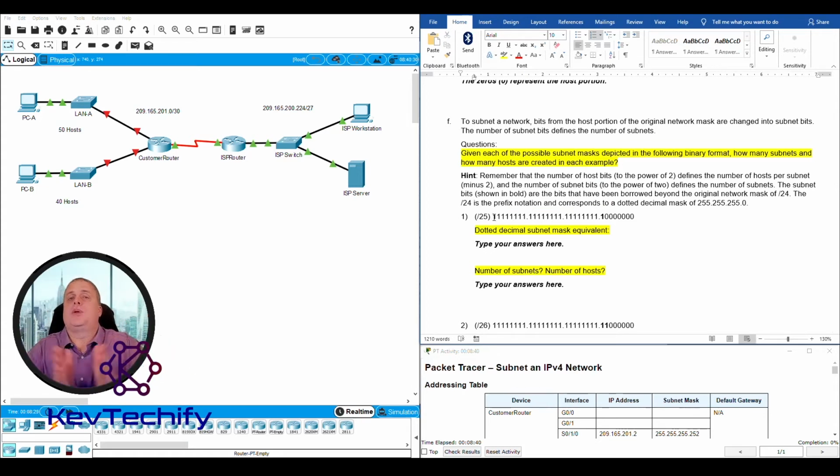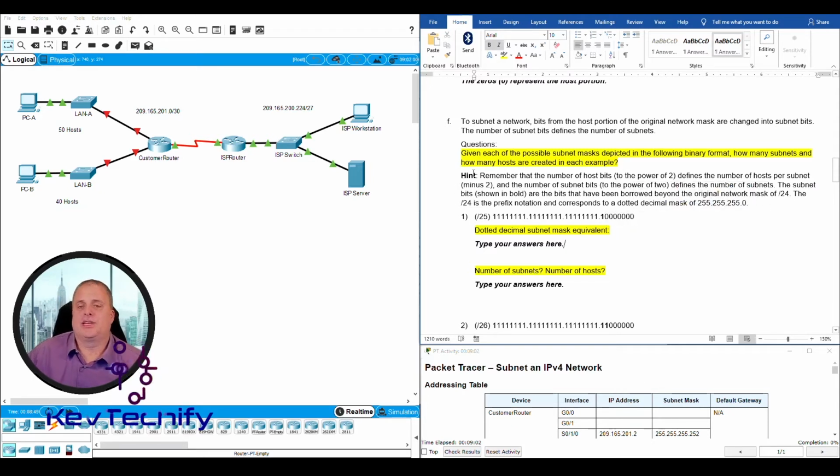Once again, remember, the IPv4 address is 32 bits long. We're having 25 of those 32 bits in our network portion. 32 minus 25, that equals 7. That's how many bits will be left in our host portion. Right here, we have the 7 bits in our host portion.